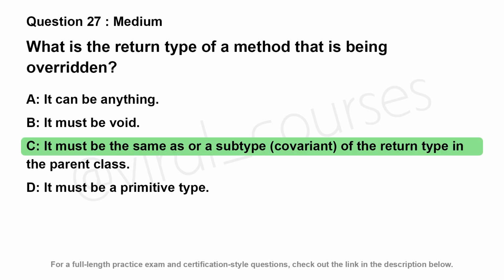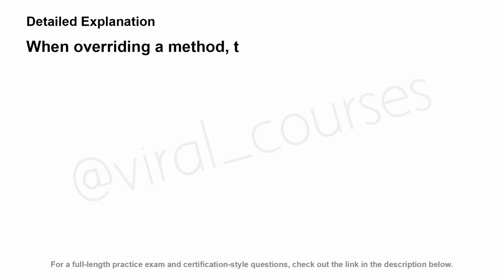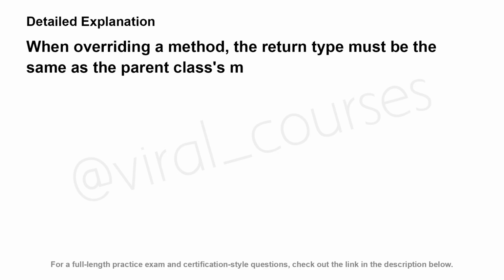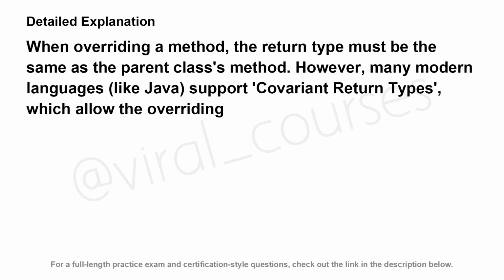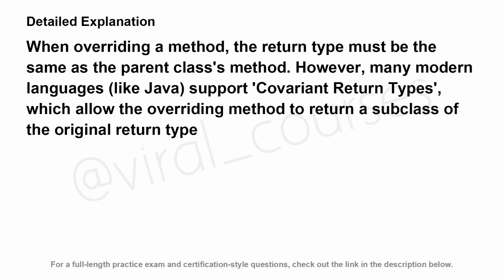The correct answer is C. When overriding a method, the return type must be the same as the parent class's method. However, many modern languages, like Java, support covariant return types, which allow the overriding method to return a subclass of the original return type.